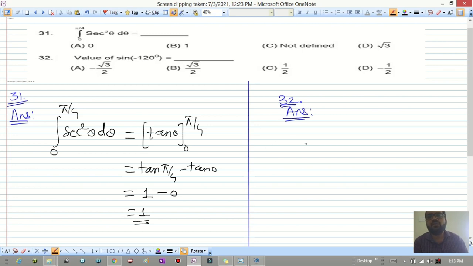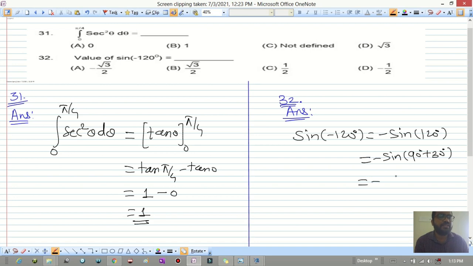32 now. Value of sine minus 120 degree. We know that sine minus theta is minus sine theta. So minus sine 120 degree. What is 120 degree? 90 degree plus 30 degree. 90 indicates which line? Vertical line, so sine changes to cos, and sine is positive in the second quadrant, isn't it? Cos, and this is 30 degree. So which is equal to minus root 3 by 2 is the correct answer. So option A is the correct answer over here.